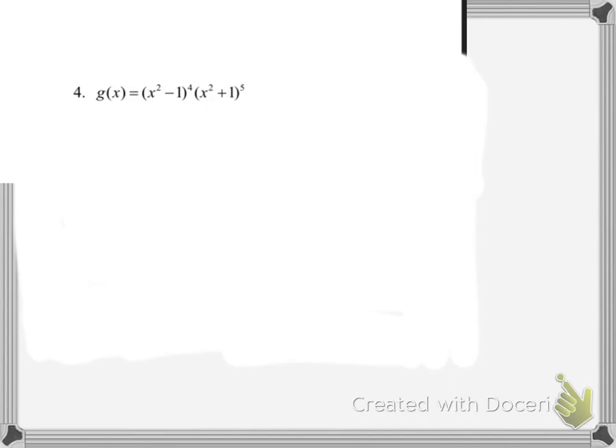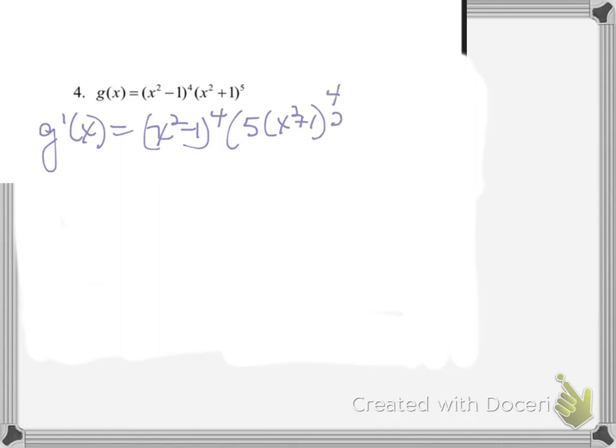Okay, for number 4, we have a lot of powers involved, so we want to be very careful. So we're going to say, g prime of x equals, okay, left d right: bring down the power, x squared plus 1, don't forget the power, and don't forget the chain rule, plus, okay, so I'm going to do right, which is x squared plus 1 to the 5th, d left, power, inside, don't forget the power, don't forget the chain.